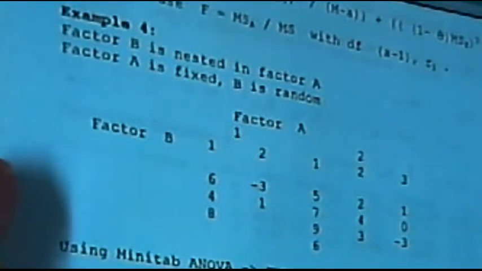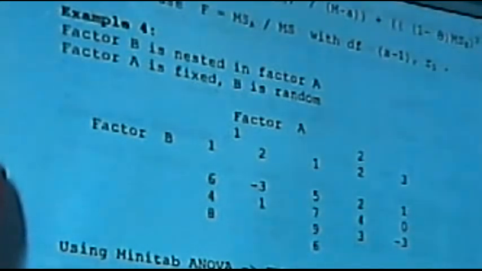Now, how can I get this to run? In the Minitab menu, I go to the ANOVA choice, and one of the selections there is fully nested ANOVA. That looked pretty good, so I tried it. And this is what it gave me.